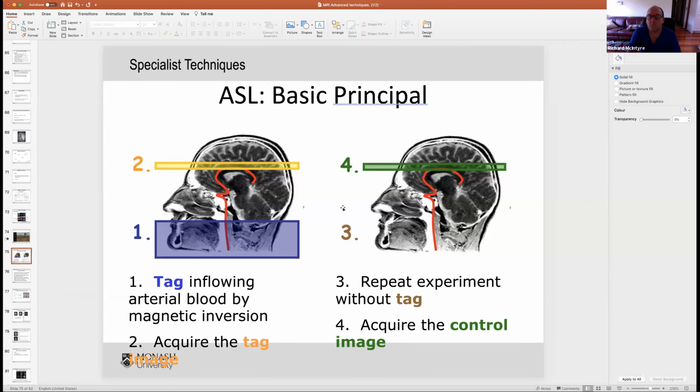The last one we're going to do as far as specialist techniques is ASL. Basically, what ASL does is it tags pulses around the neck, and then it listens to that tag as the blood travels up the brain. These pulses are spinning at a different phase, and then it will listen up here. So pulses that make it up through the circulatory system and come into this tissue are spinning at a different phase than pulses that are in stationary tissue.